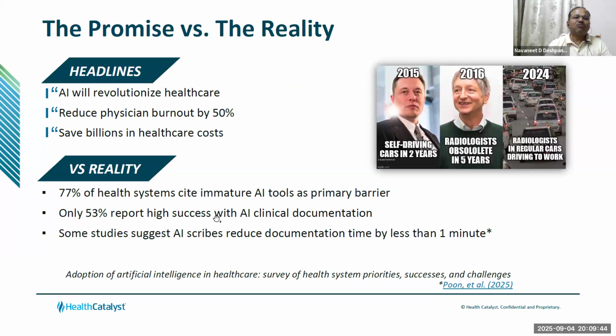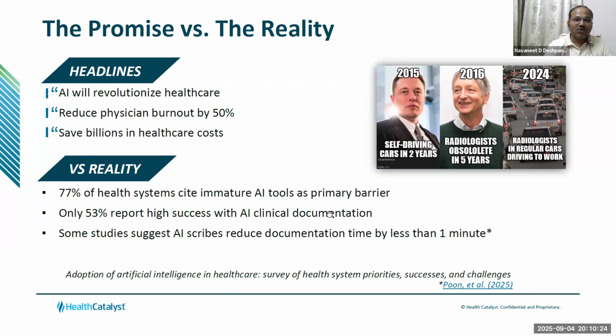Only 53% report high success with AI clinical documentation. So there are organizations which are very good in clinical documentation only. There are specific things which have been achieved in specificity, not scalability. Specificity has been achieved to a certain extent. Some studies suggest that AI scribes reduce documentation time by less than 1 minute. So the moment you admit a patient, you have all the documentation ready within 1 minute, just like how you get pizza delivered within 5 or 10 minutes at your door. It has happened, I'm not denying that. This is from the survey on adoption of artificial intelligence in healthcare, system priorities and successes, sourced from Poon et al.